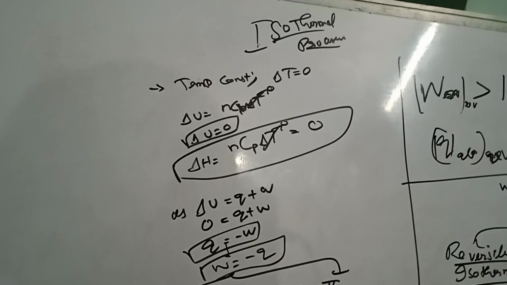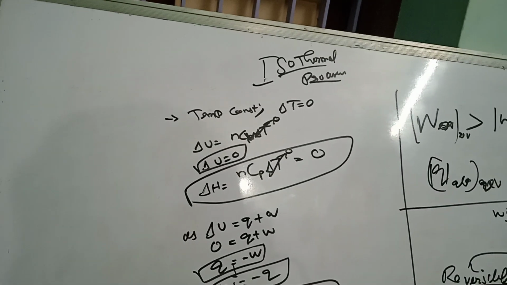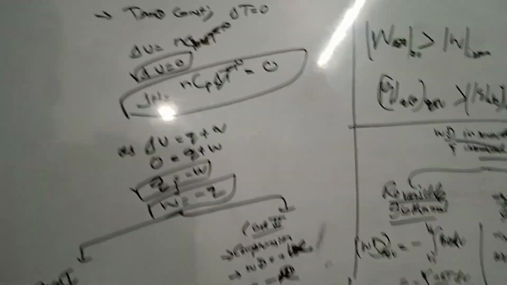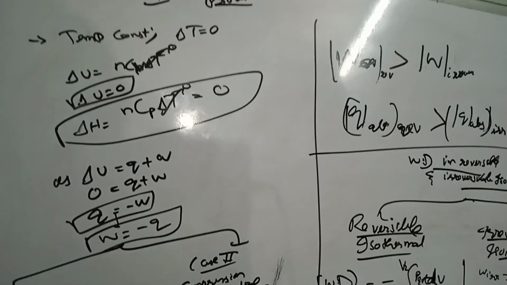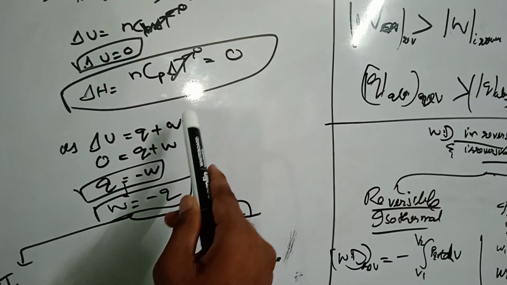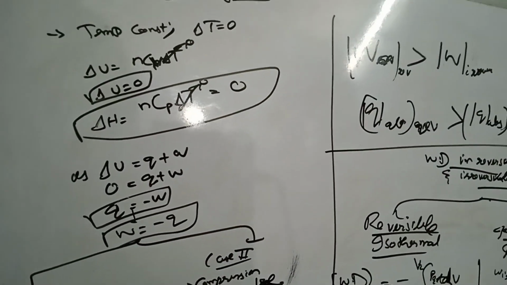As we have seen earlier, what is an isothermal process? In an isothermal process, temperature is constant, so change in temperature is zero, so del T equals 0. As we have seen in the first law of thermodynamics, del U equals Q plus W. Here del U is equal to 0. Why is del U equal to 0?